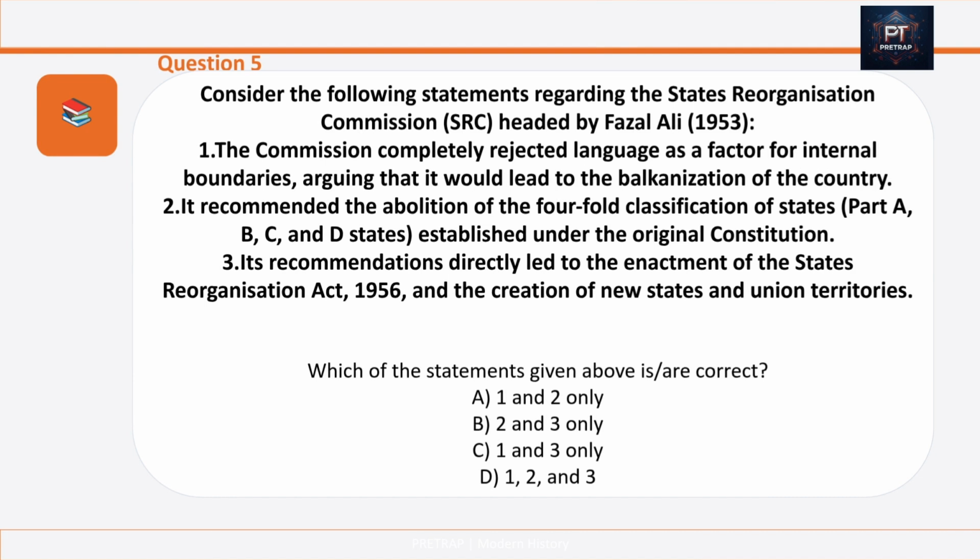Question number 5 is, consider the following statements regarding the State Reorganization Commission headed by Fazl Ali in 1953. Number 1, the commission completely rejected language as a factor for internal boundaries, arguing that it would lead to the balkanization of the country. Number 2, it recommended the abolition of the fourfold classification of states, Part A, Part B, Part C and D states, established under the original constitution. Number 3, its recommendation directly led to the enactment of the States Reorganization Act 1956 and the creation of new states and union territories. Which of the statements given above are correct?